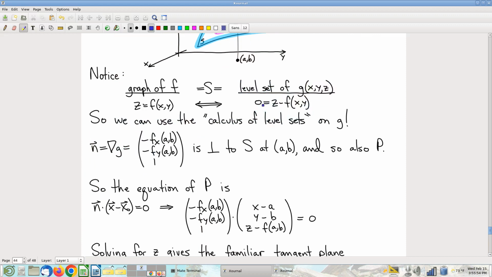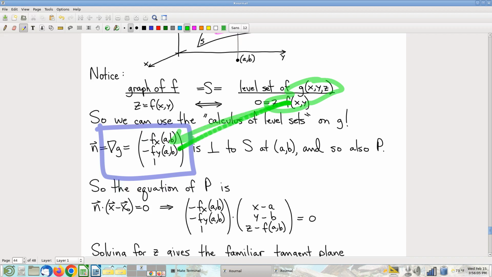So we do need to take the gradient. How am I going to take the gradient of this function here? Well, I need to take the x partial and the y partial. Well, there's a minus sign to be thought about, but other than this minus sign, the x and y partials of g are just the x and y partials of f. Yeah, question.